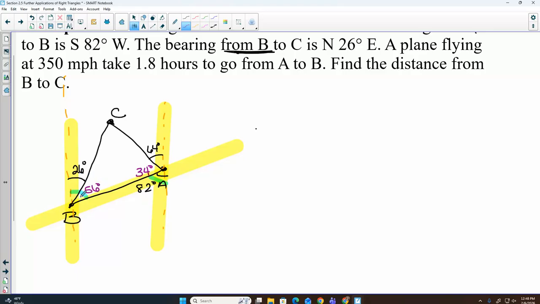And good news for us, 56 plus 34 is 90, so C is a right angle. All right, so I know I have a right triangle now. I know I can use my trig functions. Come back to the problem.